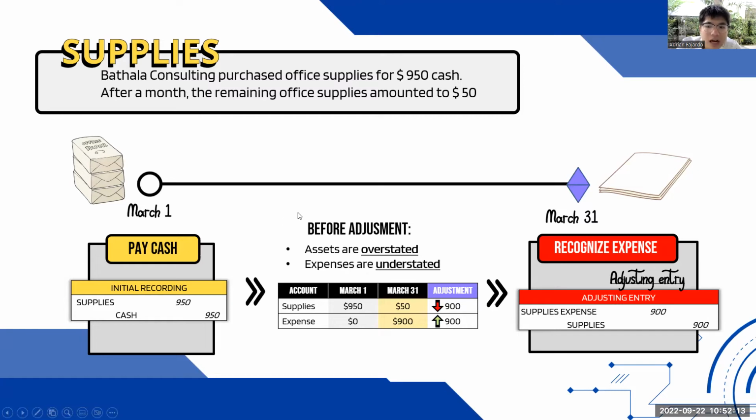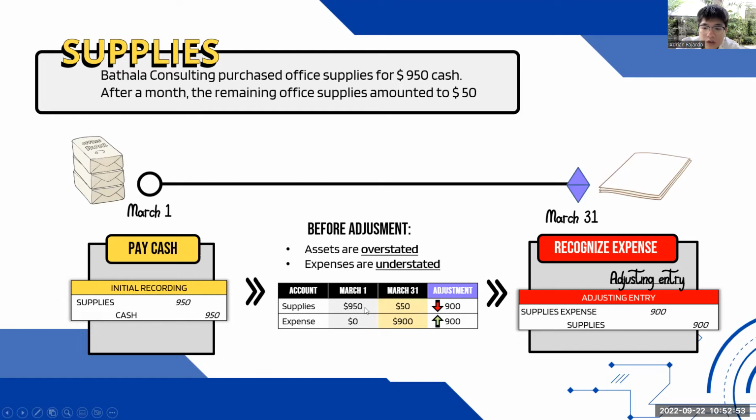And therefore, in the unadjusted trial balance, ang naka-reflect pa would be the March 1 values, which is our supplies is at 950 and our expense is at 0. When in fact, the true value should be that the supply should be at 50 and that the 900 should be recognized as an expense. And therefore, in summary, our assets are overstated because right now it's stated at 950 when in fact it should be 50. And our expenses are understated because right now in the unadjusted trial balance, it's at 0 when in fact it should be at 900.